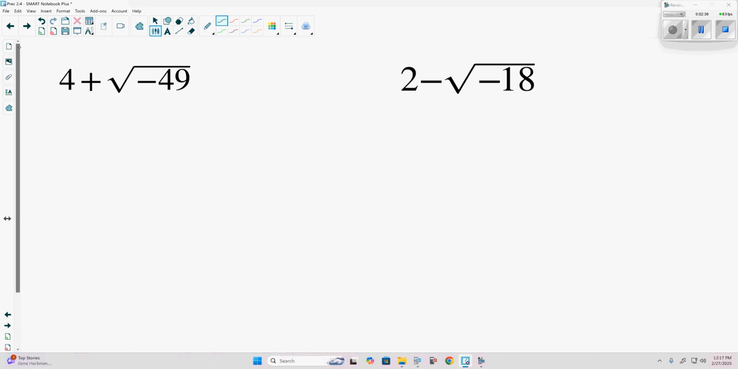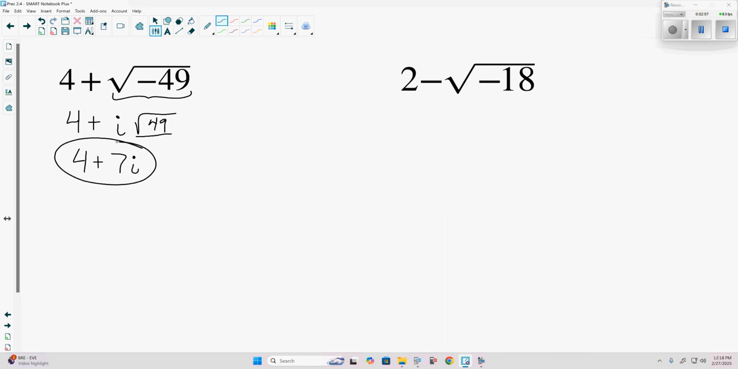So if we're looking at standard form for these here, 4 is already simplified, but we do need to simplify the square root of -49. Now the negative is going to come out as i times the square root of 49, and the square root of 49 is 7. So we get 4 plus 7i.